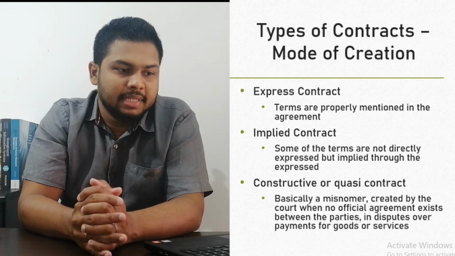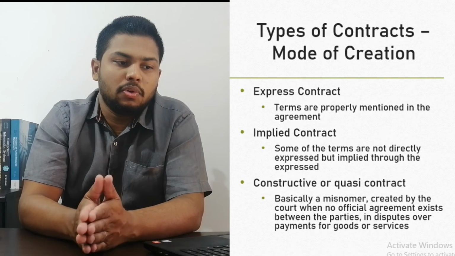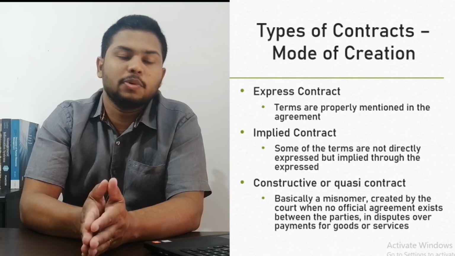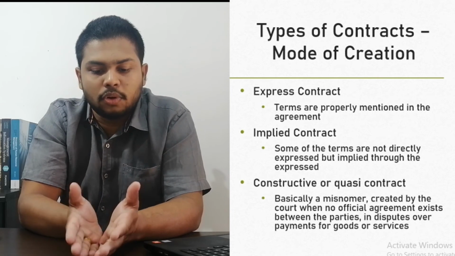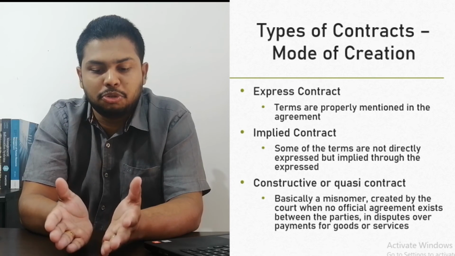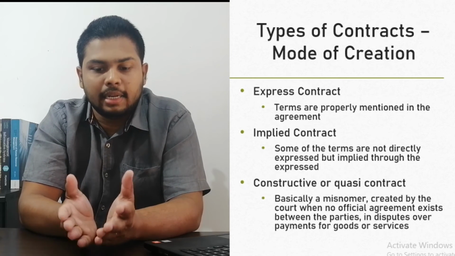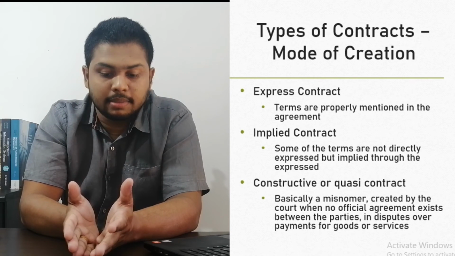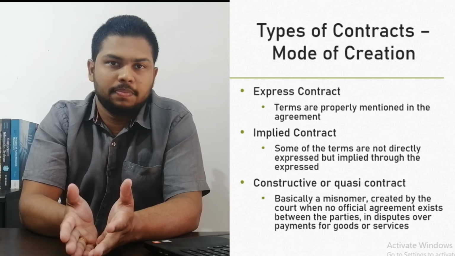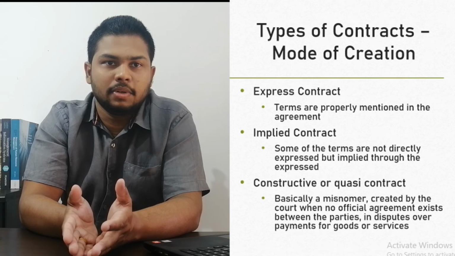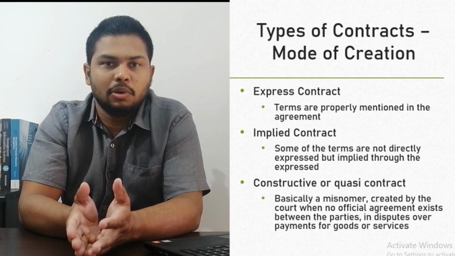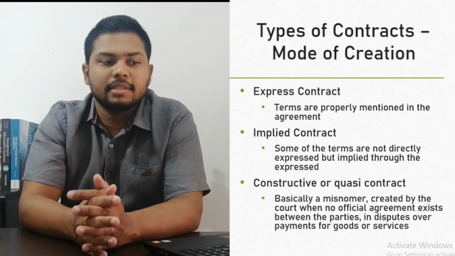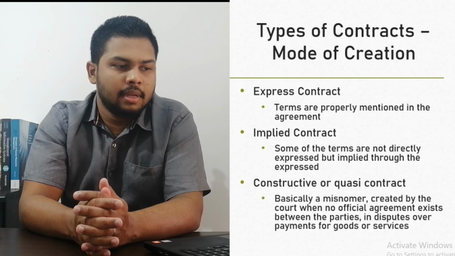So basically, a misnomer created by the court of law: no official agreement exists between the parties in disputes over the payment of goods or services. So the court of law will decide on the terms and conditions which you should agree with the other party, and the payment terms and things like that to recover the cost. That is determined by the court of law. It will be decided by the lawyers and the regulatory personalities, right? So those are the constructive or quasi contracts.